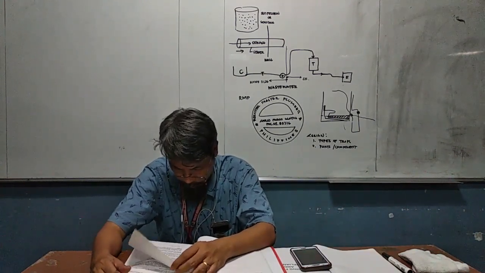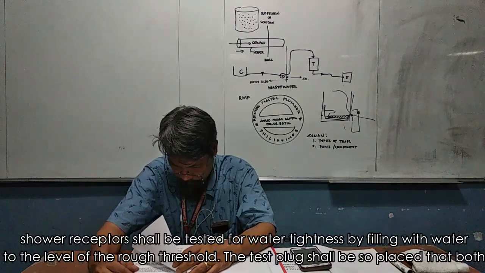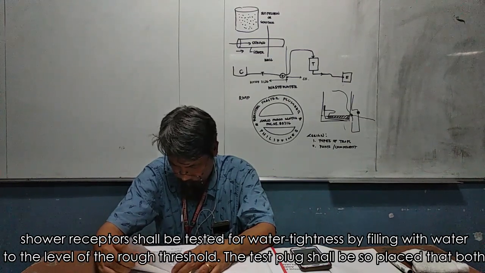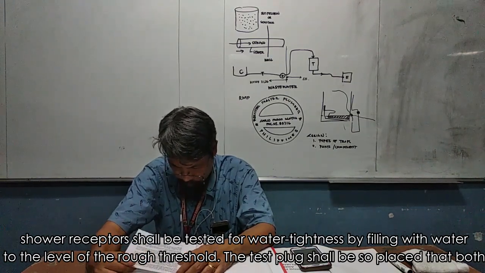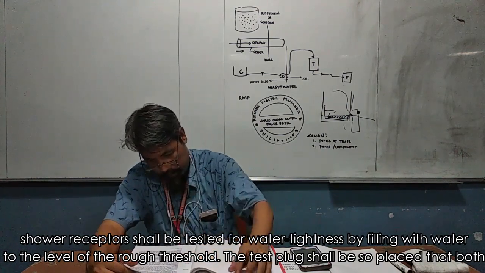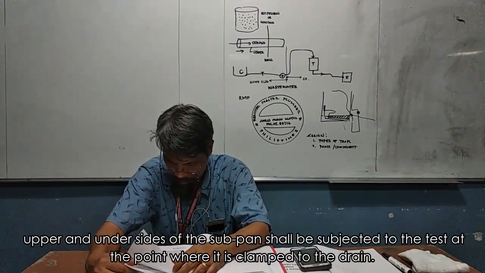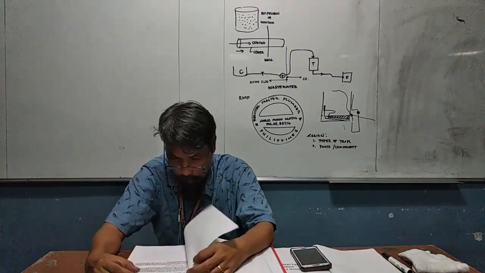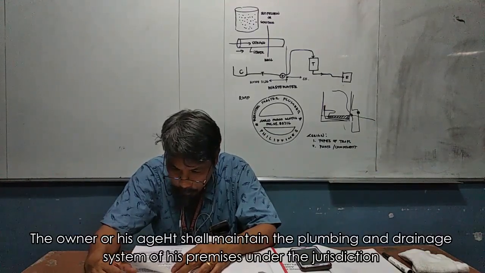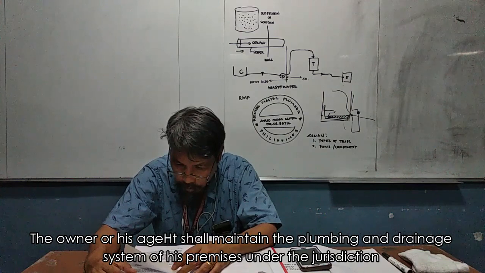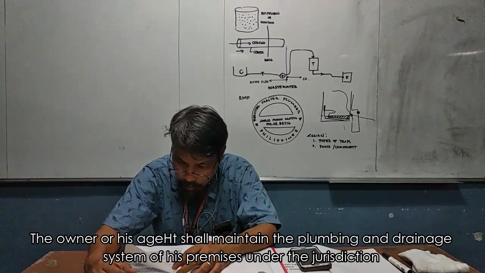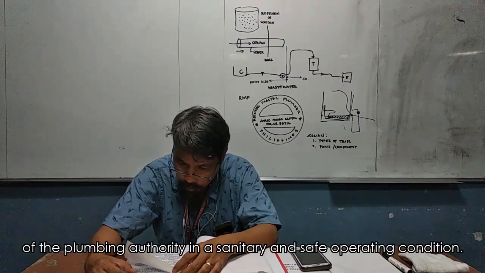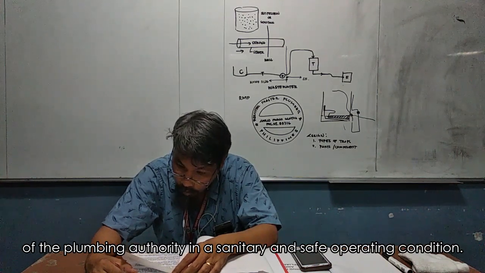Okay, next. Test for shower receptors. Shower receptors shall be tested for water tightness by filling with water to the level of the rough threshold. The test plug shall be so placed that both upper and under sides of the sub pan shall be subjected to the test at the point where it is clamped to the drain. Okay, next. Maintenance. The owner or the owner's agent shall maintain the plumbing and drainage system of his premises under the jurisdiction of the plumbing authority in a sanitary and self-operating condition.